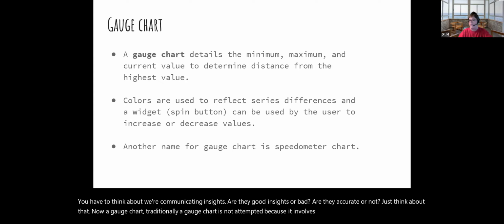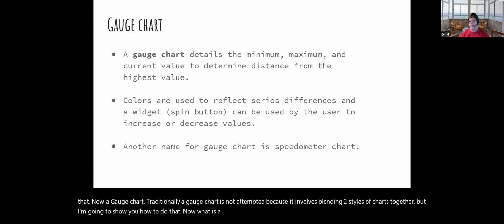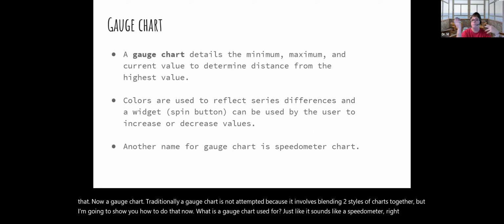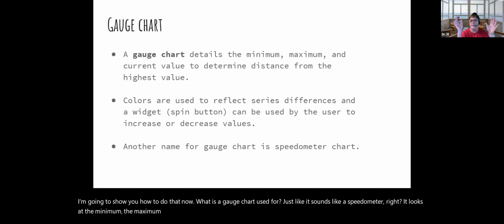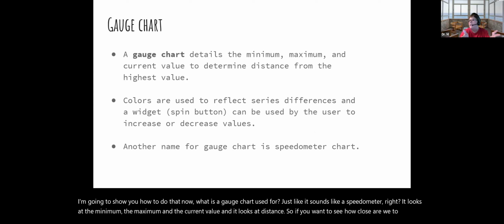Now, a gauge chart, traditionally, is not attempted because it involves blending two styles of charts together. But I'm going to show you how to do that. Now, what is a gauge chart used for? Just like it sounds, like a speedometer, right? It looks at the minimum, the maximum, and the current value, and it looks at distance. So if you want to see how close we are to our goal, that would be a gauge chart.